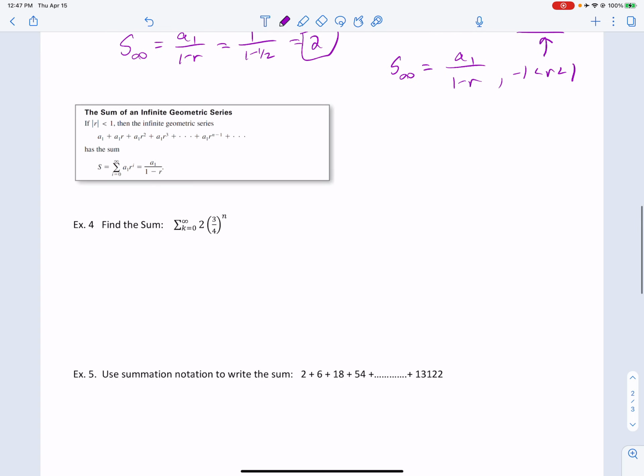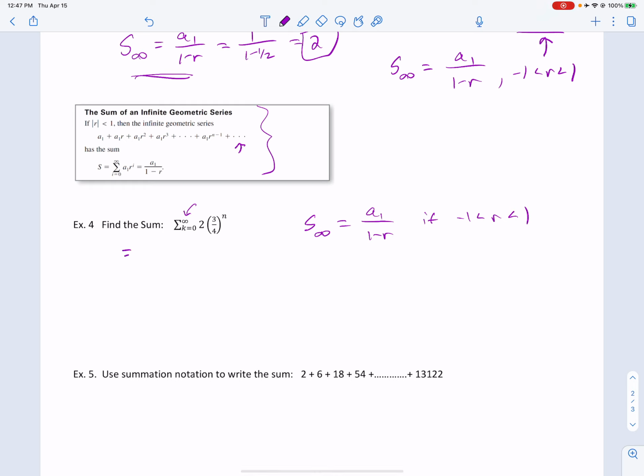So this box talks about it going to infinity. Notice that there's not an upper limit there of a term. And so that sum to infinity, we can use this formula right here. So example 4, when you see that you are going to infinity, then I'm immediately thinking this: if I find out that the common ratio is between -1 and 1.